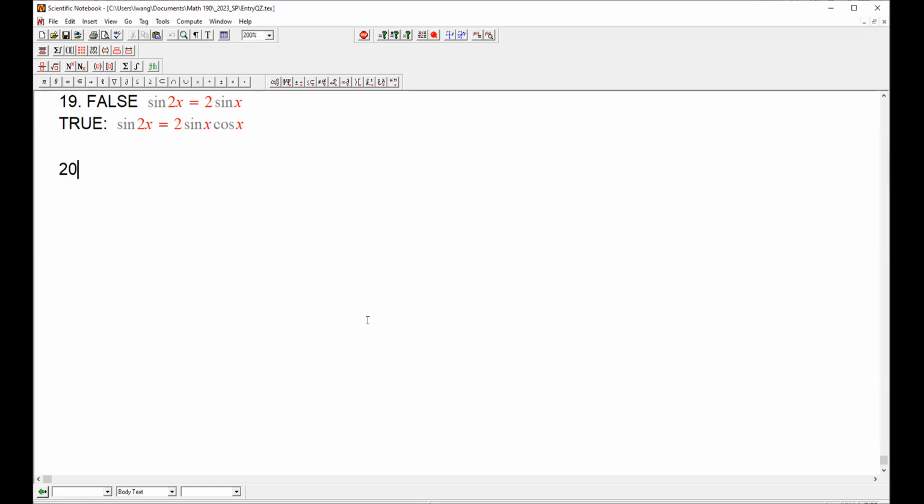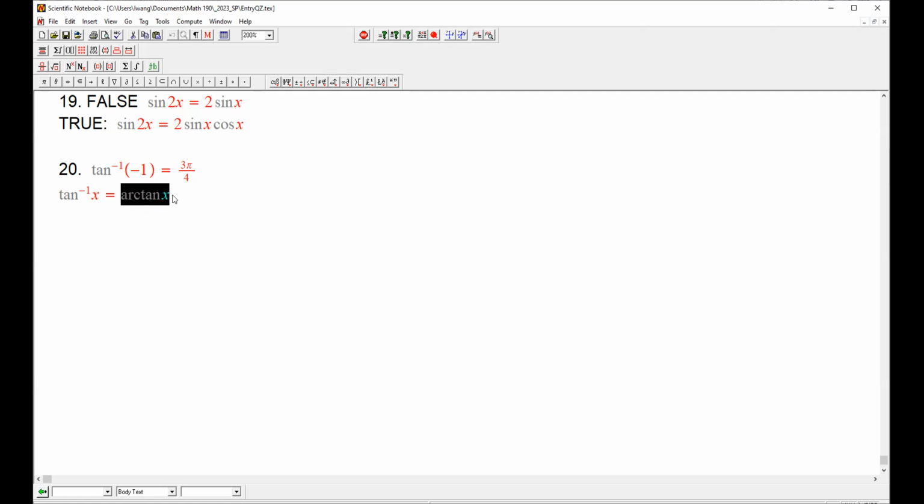Number 20. Tangent inverse, I always like to call it arctangent, equals 3 pi over 4. Okay, I'm going to give you a short explanation. The short explanation would be about the domain and range for arctangent, right? Tangent inverse is really arctangent. They're the same thing.